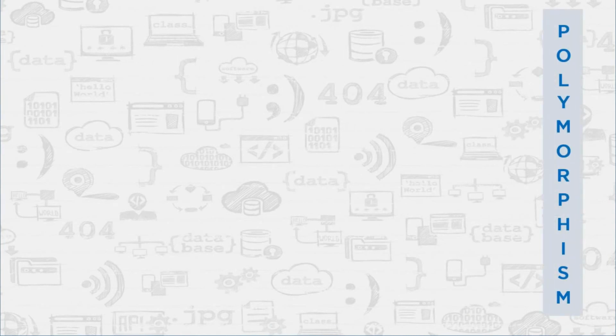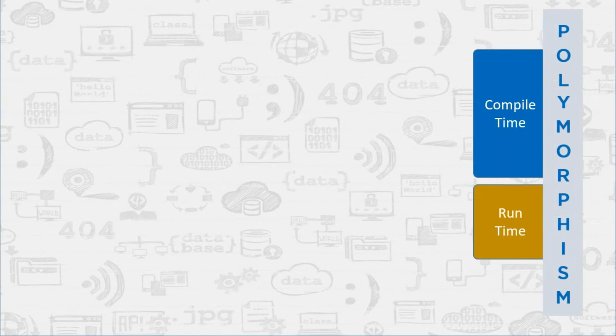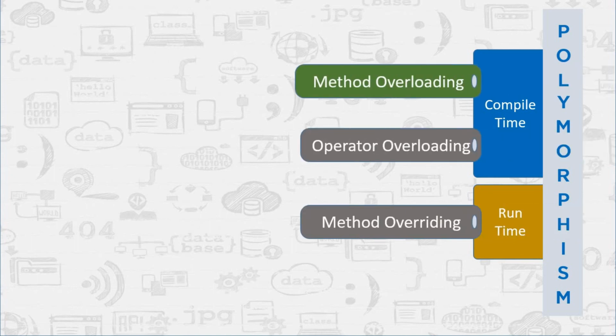Polymorphism is divided into two parts: compile time and run time. In compile time, there are two types of polymorphism: method overloading and operator overloading. In runtime, there is one type, method overriding. Let's detail them. Method overloading.